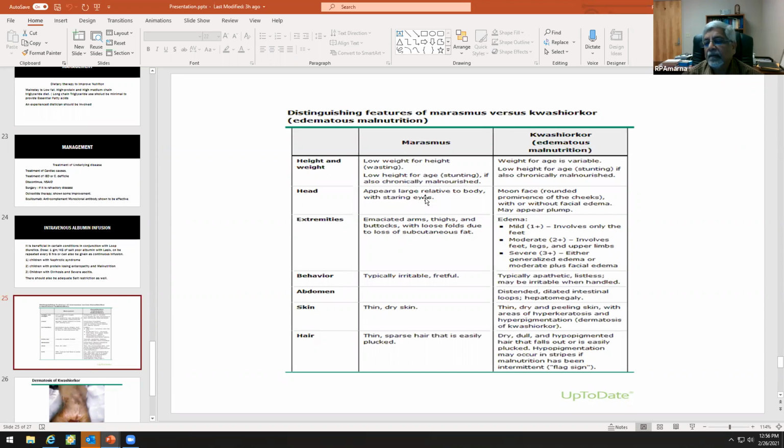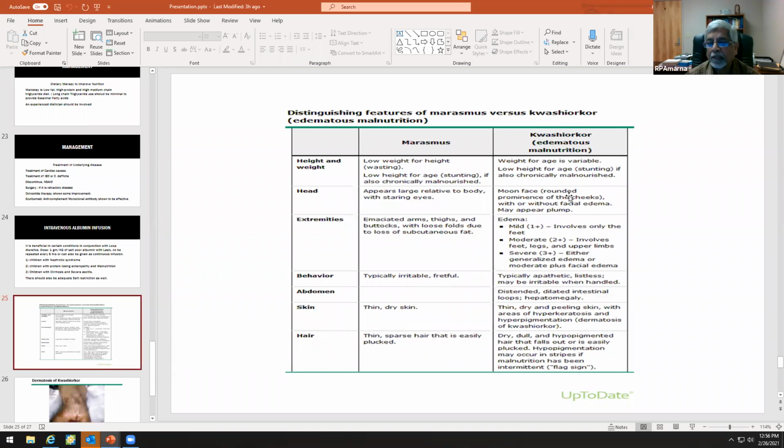The head is rather large because the body is cachectic. Okay, so the extremities look emaciated, arms and thighs and buttocks with loose folds and muscle mass loss and all those things, loss of subcutaneous fat. Typically, they are very irritable and fretful. Skin is thin and dry. Hair is falling off and sparse, and can be easily plucked.